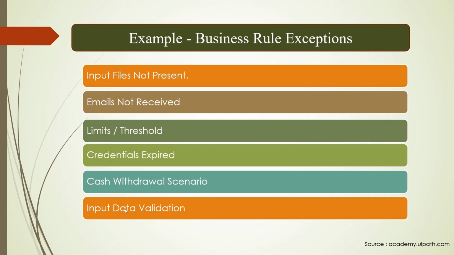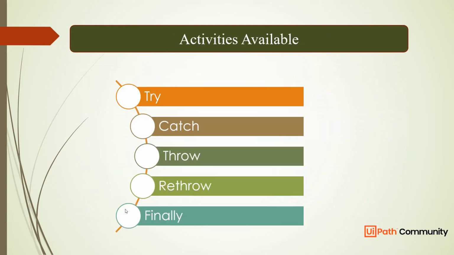Okay, so I hope now with these examples you have a clear differentiation between the system and the business rule exception. Okay, let's move forward.